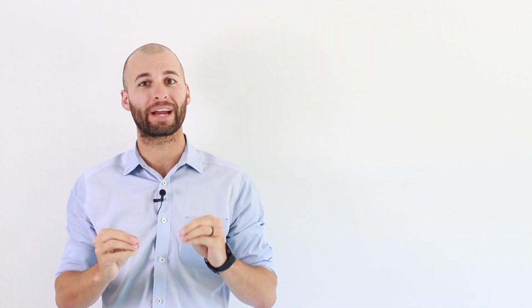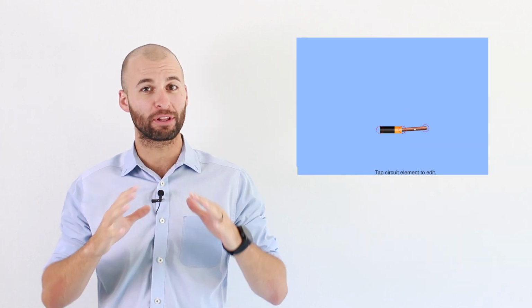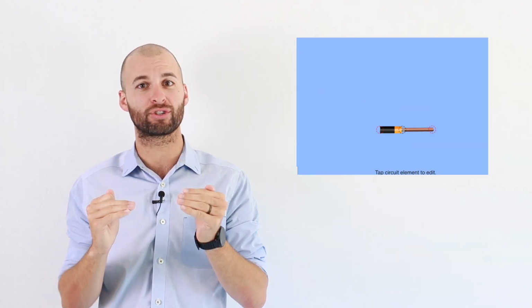Hey learners, Jared here, and today we're going to look at an overview of direct current circuits. That is, circuits that are operated by a battery. And we're going to be looking specifically at resistor circuits.